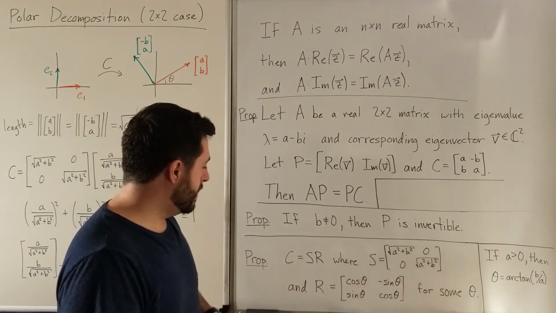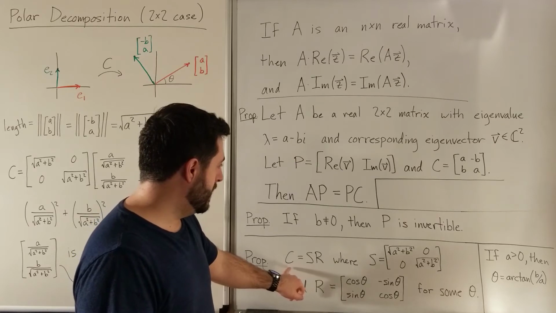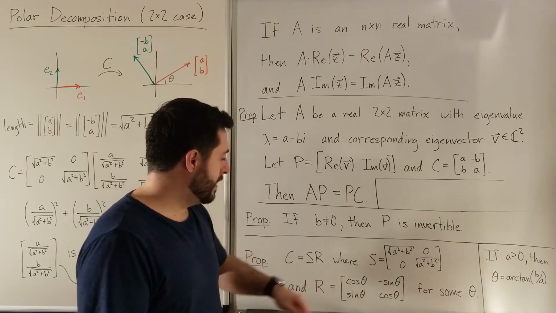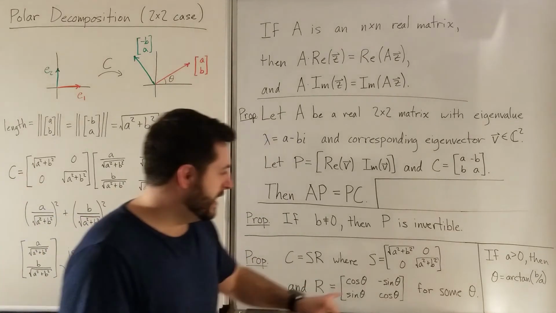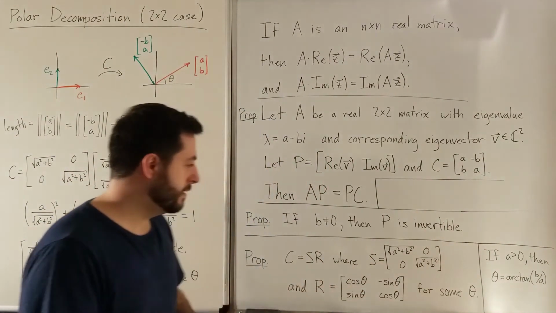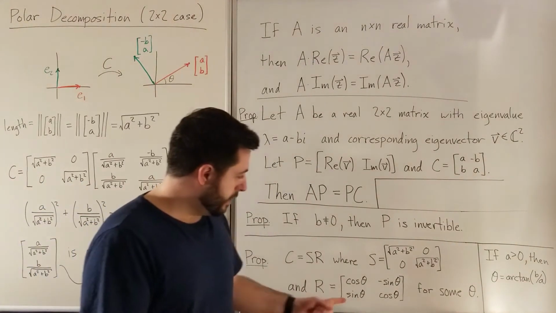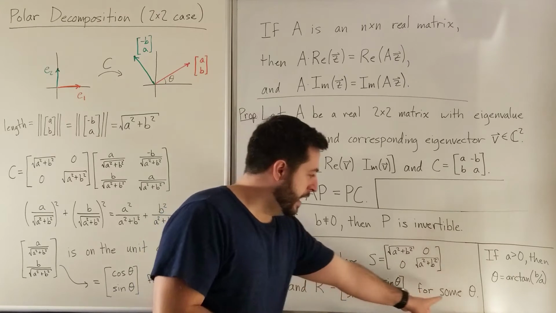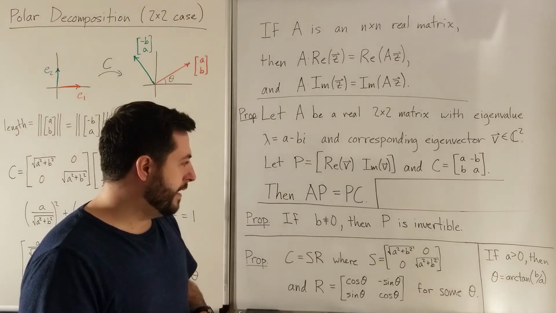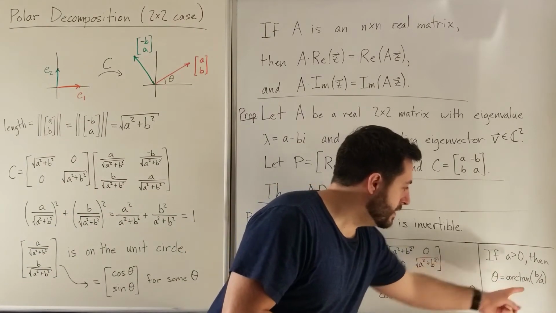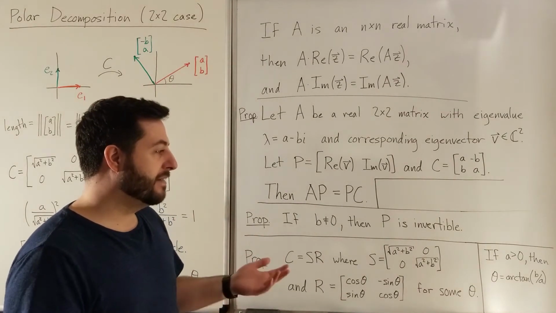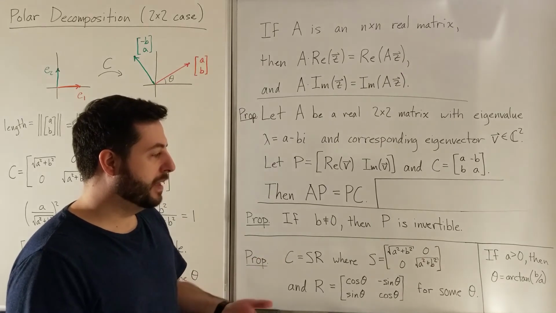Let's see. The second proposition says that C, this matrix here, made up of a's and b's, is equal to S times R, where S is a scaling matrix and R is a rotation matrix. Okay, so this is the format for a rotation matrix. I'm just saying for some theta here. I'm not specifying the theta, but I will say that if a is positive, then theta is just the arctan of b over a. And there's lots of other conditions. If a is negative, then theta is going to be pi plus the arctan of b over a.